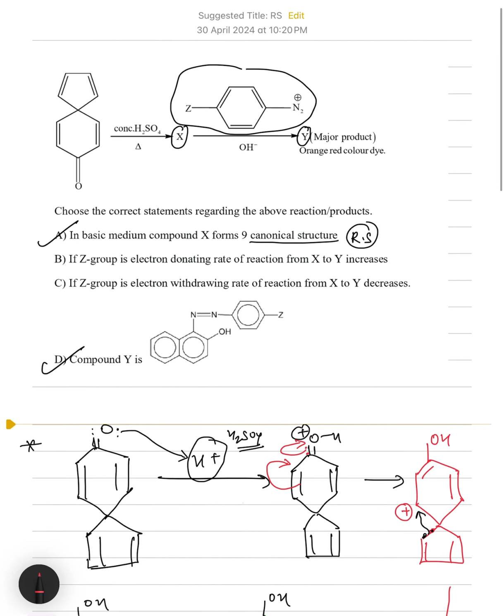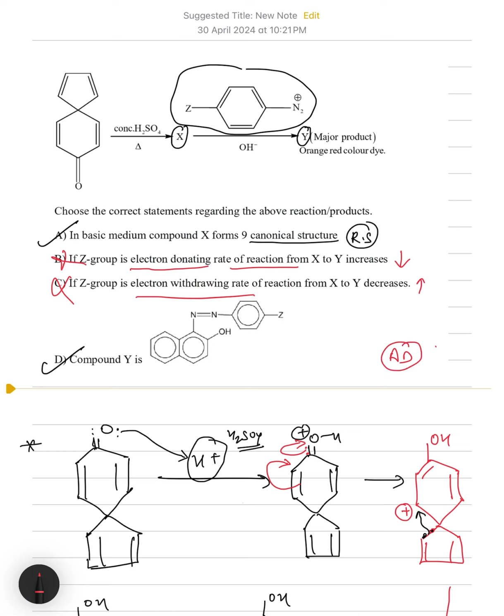So if you see the options, it says if Z is the electron donating group, the rate of reaction increases. No, it should decrease. If Z is the electron withdrawing group, the rate of reaction from X to Y decreases. Again, it is incorrect. Basically, options B and C should be reversed to make them correct, right? If Z is EDG, electron donating, the rate of reaction decreases. And if Z is electron withdrawing, the rate of reaction increases, right? So this is how we have obtained the correct options, which are option A and option D.